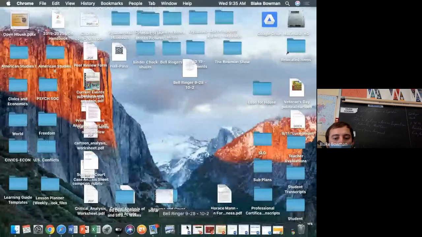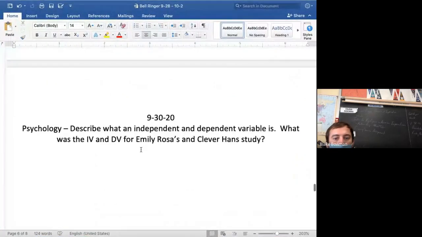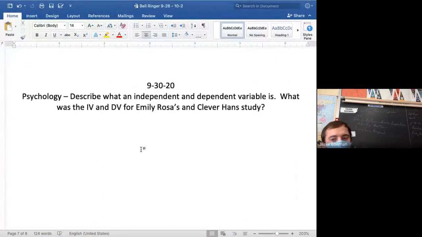Alrighty then, here we go. Bell ringer for today. Describe what an independent and dependent variable is. What was the IV and DV for Emily Rose's and Clever Hans experiment? There you go. Clever Hans. What a guy. We will go over the worksheet from yesterday. Hopefully you turn it in for credit.